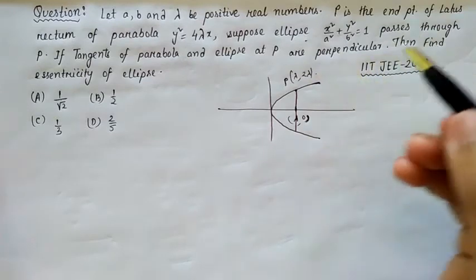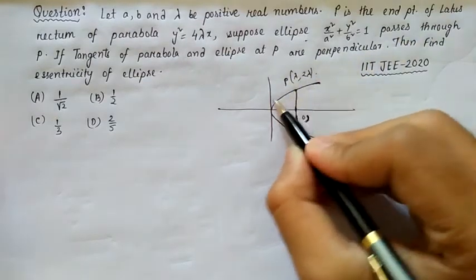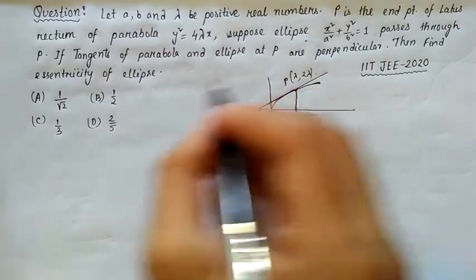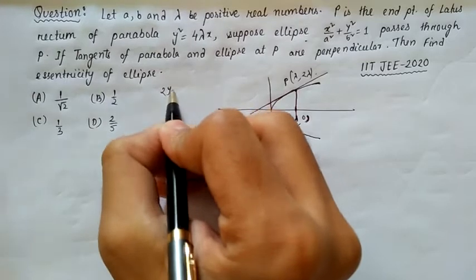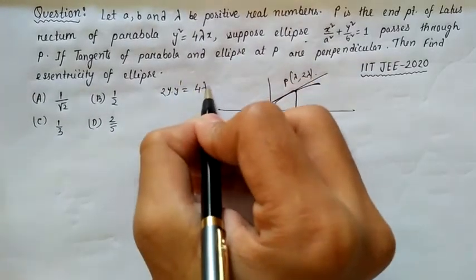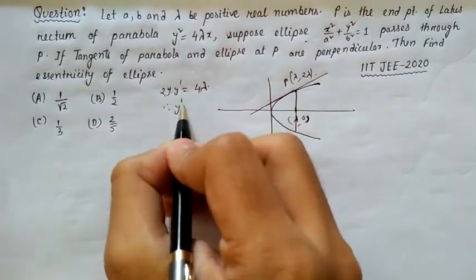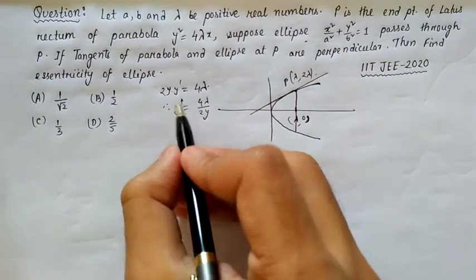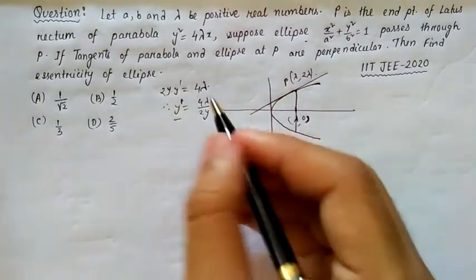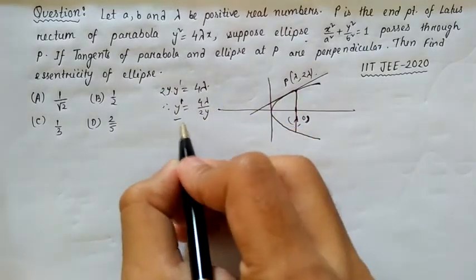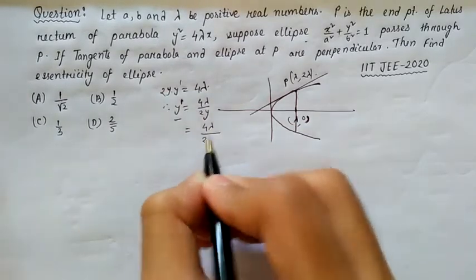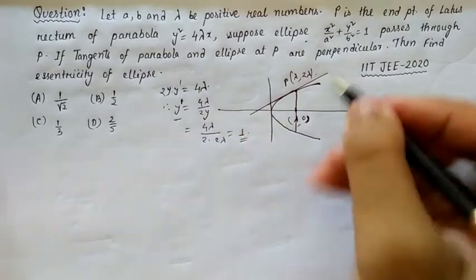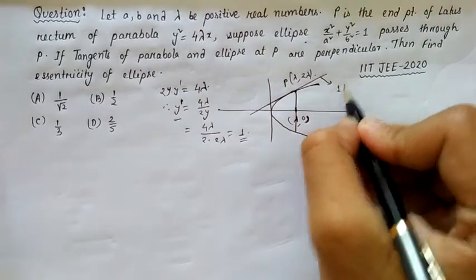Now if we draw the tangent at point P, let's differentiate: 2y y dash equals 4 lambda, so y dash equals 4 lambda by 2y. This is basically the slope of the tangent. At point P, the slope will be 4 lambda by 2 into the y value, which is 2 lambda. From this we get y dash equal to 1. So the slope of this tangent will be 1.